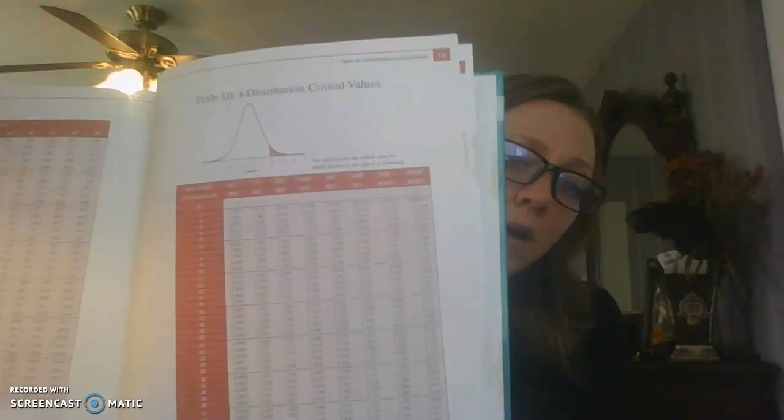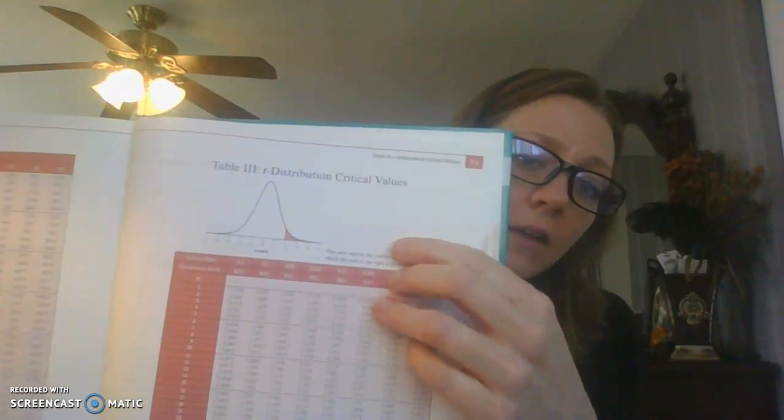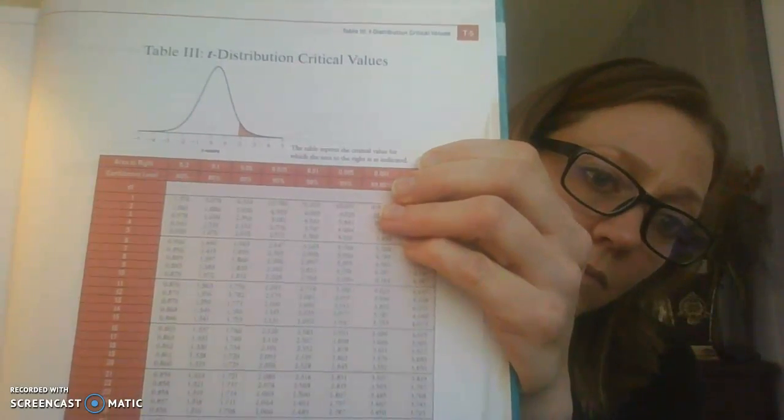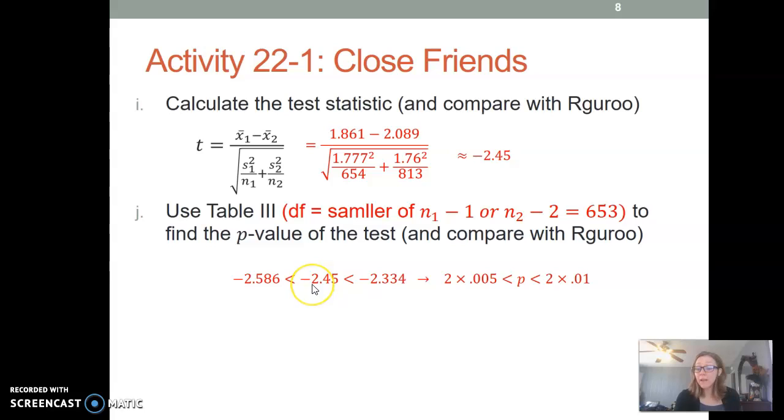If I go all the way up here and look at the corresponding area to the right, that is the p-value that we're looking for. Okay, so again, my t-stat, negative 2.45, is in between negative 2.586 and negative 2.334 on the table, which means that my p-value, being the area to the right and also the area to the left, will be in between two times those two p-values, 0.005 and 0.01. So that tells me that my p-value is in between 0.01 and 0.02.